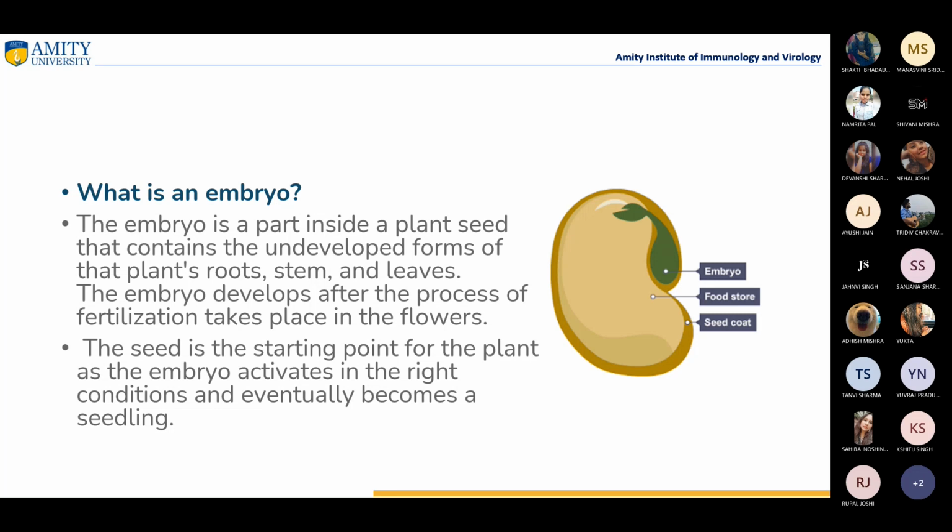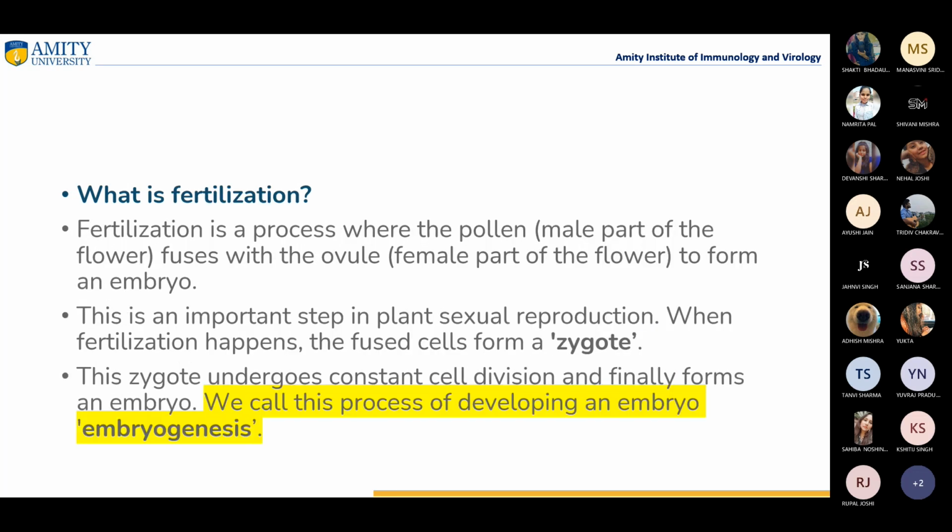So embryo, we all know, is a part inside the plant seed from which the plant develops. In a short form, from the embryo the plant is developed. So the seed is the starting point for the plant. As the embryo activates in the right conditions, eventually it becomes the seedling, right? So what is fertilization? We all know, right? Fertilization could be asexual fertilization in a plant also, and sexual fertilization. It is a process where pollen fuses with the ovule to form an embryo. This is sexual fertilization, an important step in plant sexual reproduction.